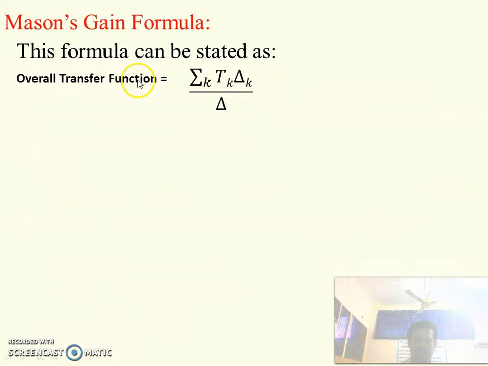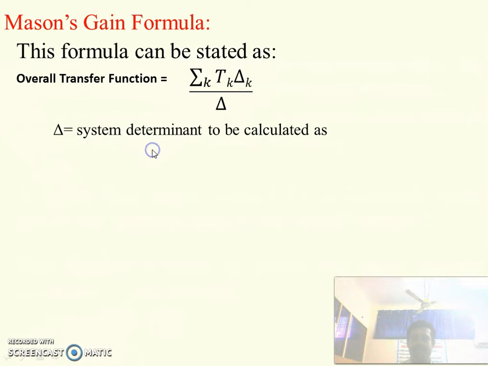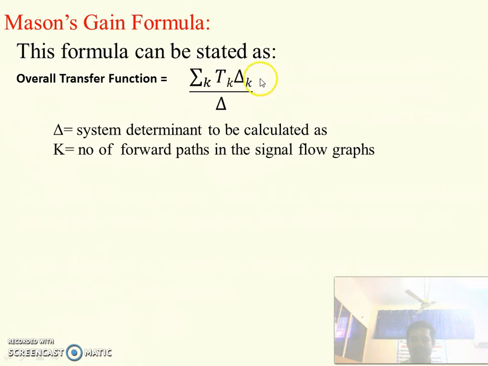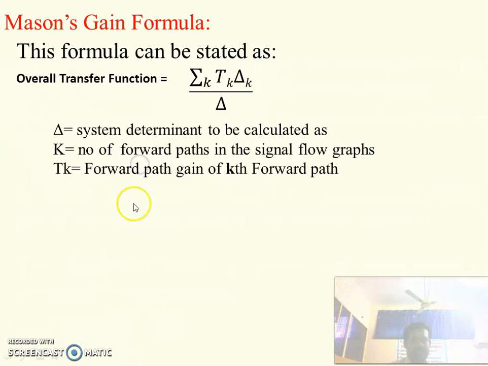The overall transfer function is equal to the summation of Tk into delta k divided by delta. Here delta is the system determinant, to be calculated. K is the number of forward paths in the signal flow graph. Tk is the forward path gain of the kth forward path.